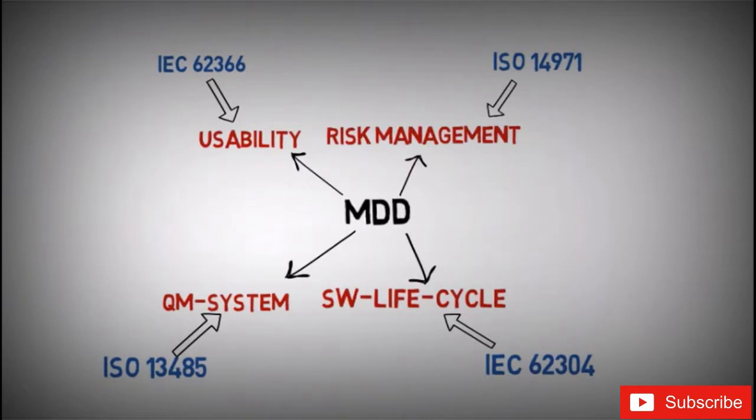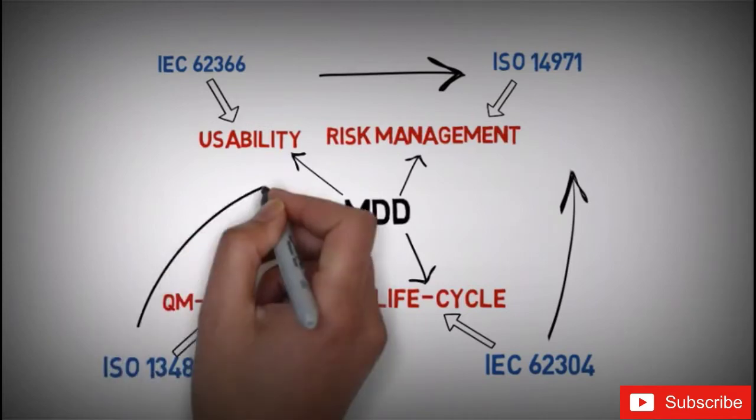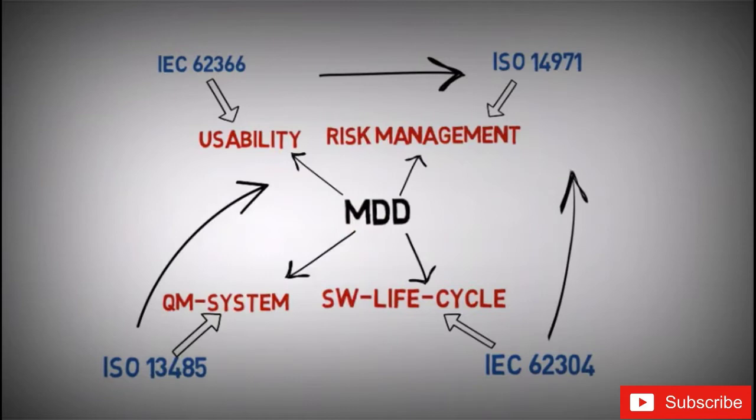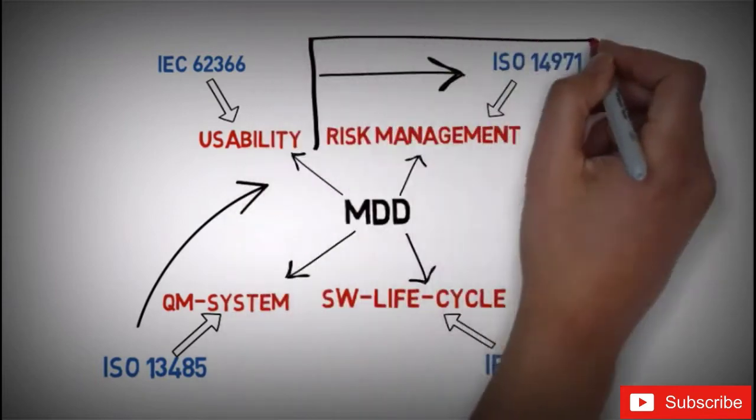It is also seen that IEC 62366 is directly associated with ISO 14971, that is the risk management. Also, IEC 62304 is associated with ISO 14971, the risk management. Also, ISO 13485, the quality management system, is linked with the risk management of ISO 14971. So in short, we can say that risk management is not everything, but there is nothing without risk management.